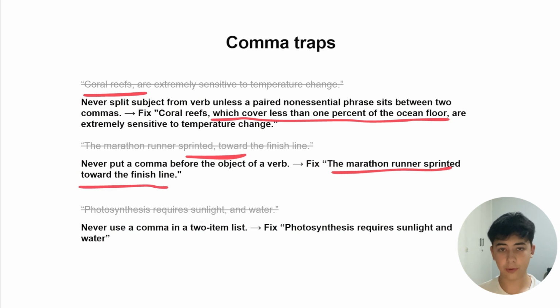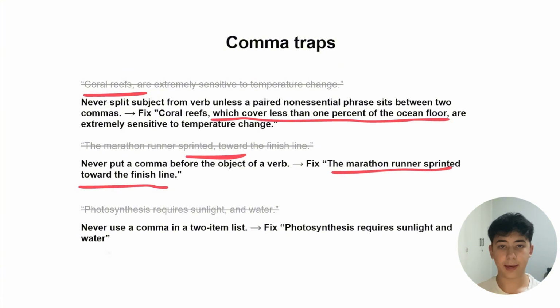Now I've discussed earlier that you use a comma to separate a list of items, but you only do that when it's more than three items. And in this case, they've added a comma for two items, which is wrong. So photosynthesis requires sunlight and water. In this case, you want to eliminate the comma because it's a two-item list. You just write sunlight and water. So the full sentence would be photosynthesis requires sunlight and water.